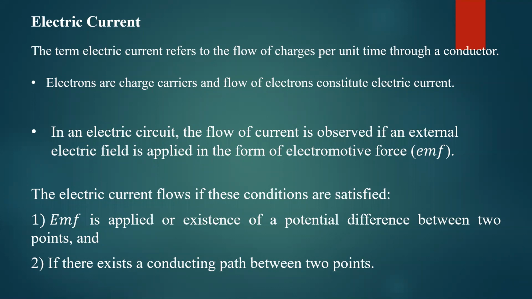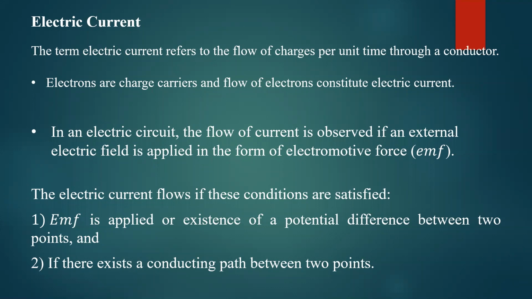Okay. So here in a conductor, electrons are the charges. Electrons are charges in the conductor, and electrons will move from one point to another point. So that flow of electrons is called electric current. Okay. So that thing you should know. Whenever you come across the term current or electric current, it means it is a flow of charges per unit time.